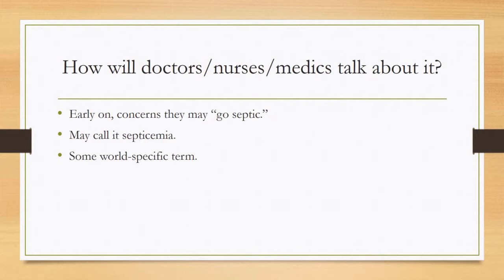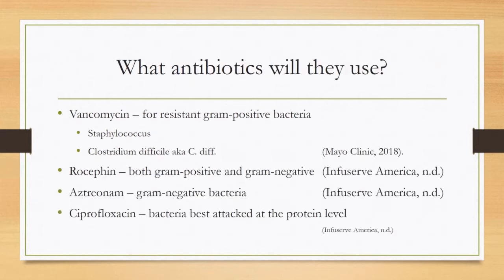How will the doctors, nurses, and medics talk about it? Well, early on, they're probably going to voice concerns that the character may go septic. If they've just been brought into the ER or the field medicine tent or whatever, they may look at a wound and say, wow, that's likely to go septic. They may call it septicemia. That word seems to be getting used less and less these days from what I see, but then again, I'm not in the ICU, so maybe they use it more often than I think. And if you've got a world on another planet, out on a spaceship, some parallel universe, you can go ahead and invent your own term for what this is.